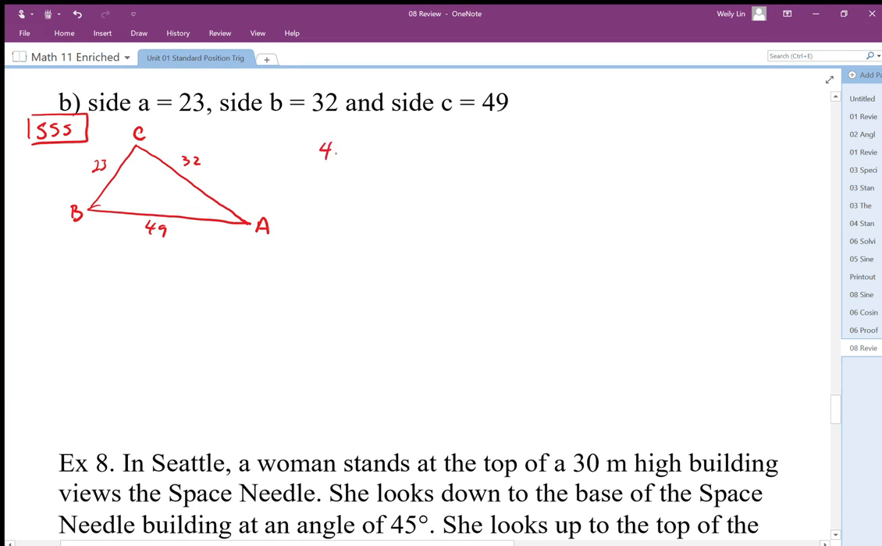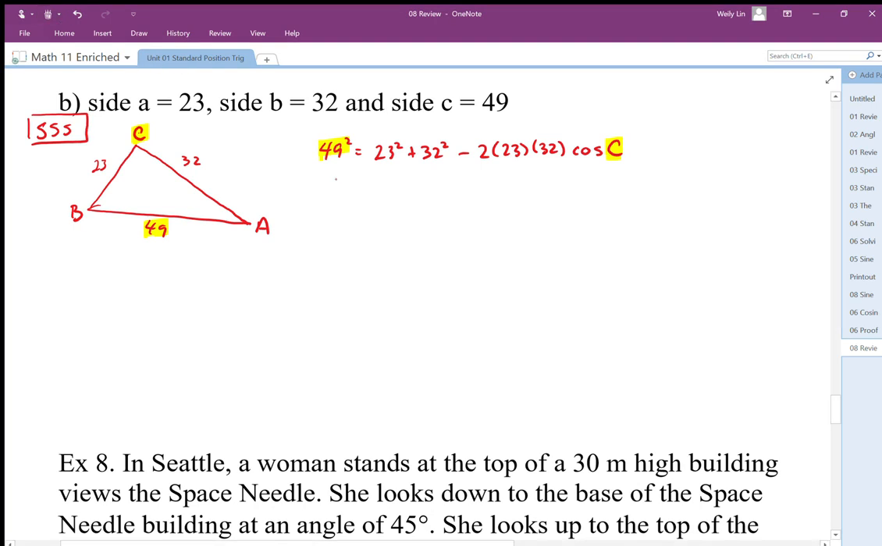So I'm going to go: C squared is equal to A squared plus B squared minus 2 times A times B times cosine of angle C. And again, what's important is that we need to relate that side with that angle. As long as that's done, we can then do this correctly.